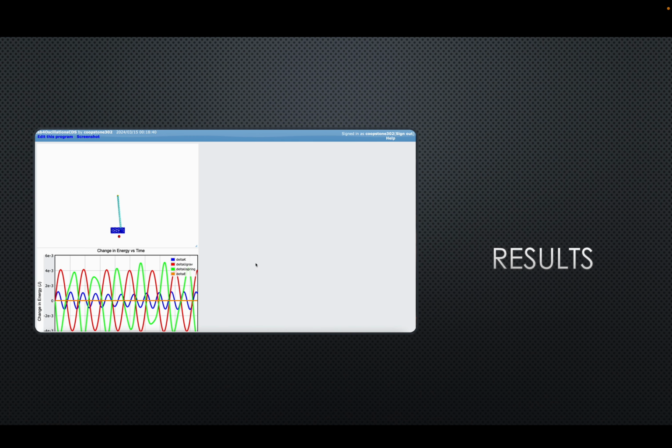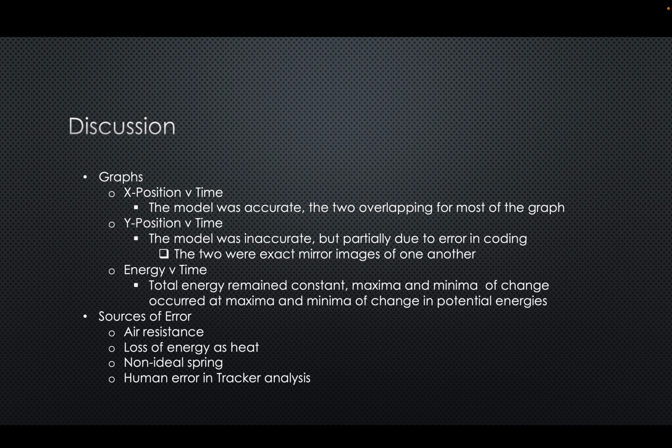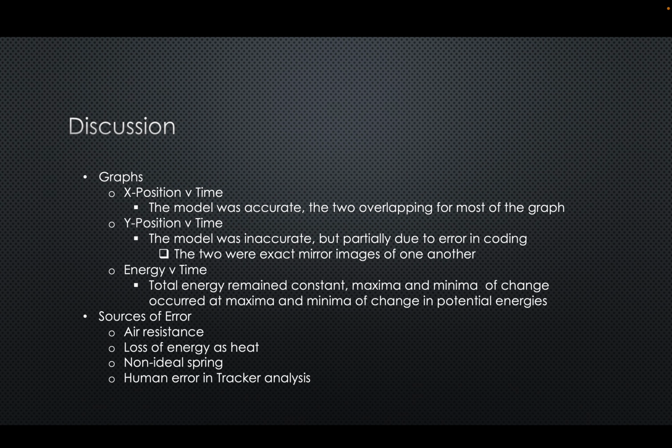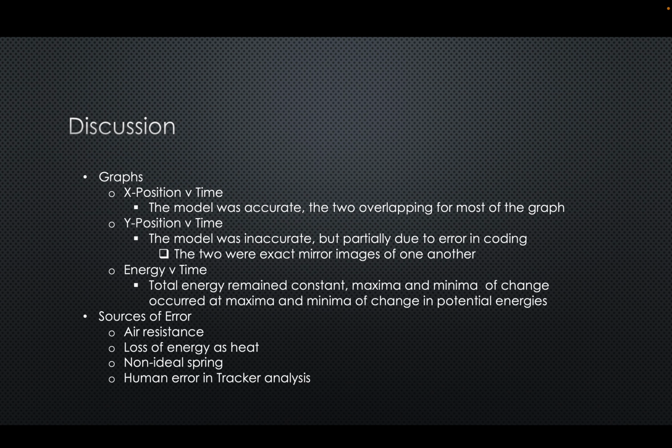Obviously it's sped up, but you can see how it oscillated back and forth similarly to the video. And here you can see the graphs. Now, as seen previously, the x position over time models were almost identical, with deviation at the end due to external forces like air resistance, but the y position over time varied significantly, likely due to an error in coding because they were exactly opposite of one another, as in mirror images. And for the change in energy, as you can see below, the net energy did not change, and the others had an oscillatory pattern.